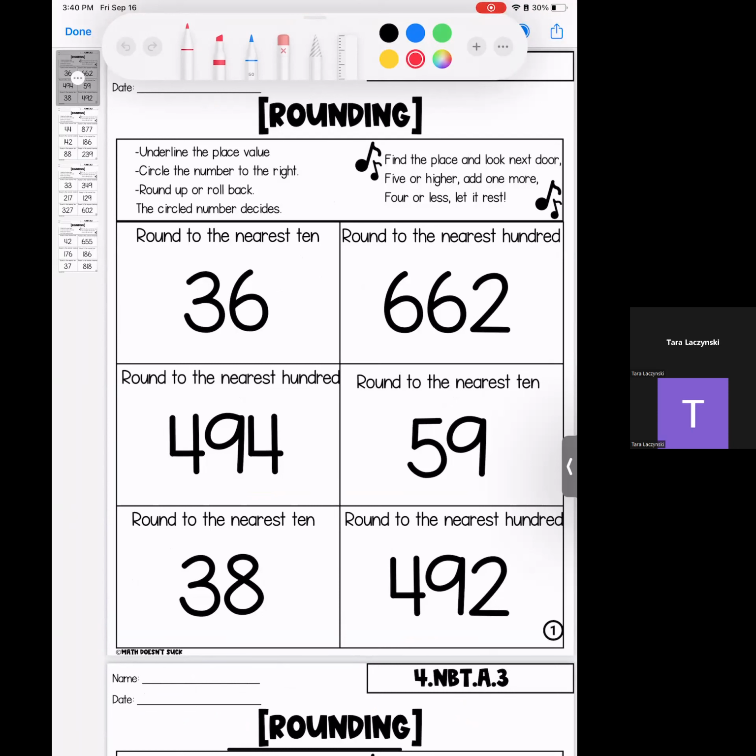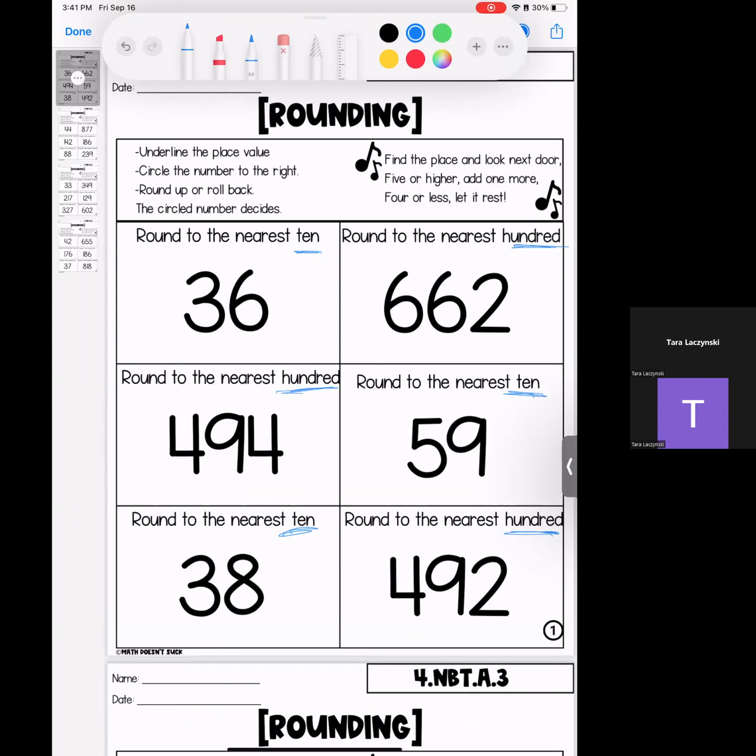Hello, sweet faces. Welcome to week 3 homework. This week we are working on rounding. One of the most important things when we're rounding is to make sure that we know what we're being asked. So take a second and look to see, am I being asked to round to the 100, to the 10? What is my focus?